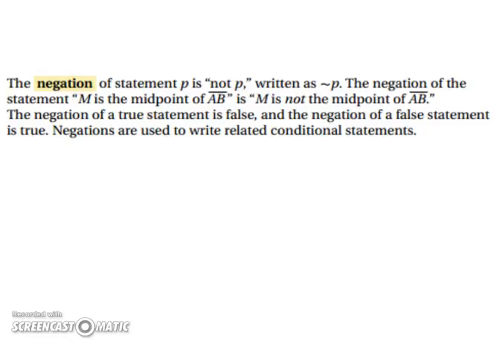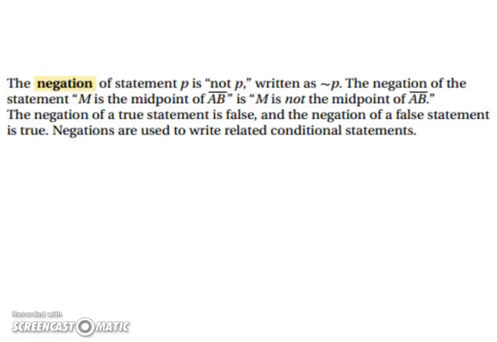Okay, let's look at negation. The negation of a statement P is not P. So you can write it as a little squiggle and then P. So let's take M as the midpoint of AB. The negation of that would just be M is not the midpoint of segment AB.